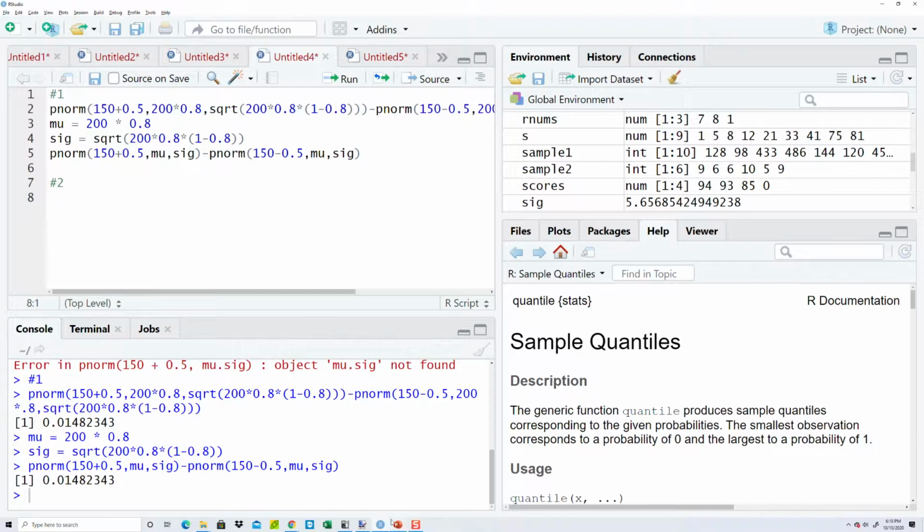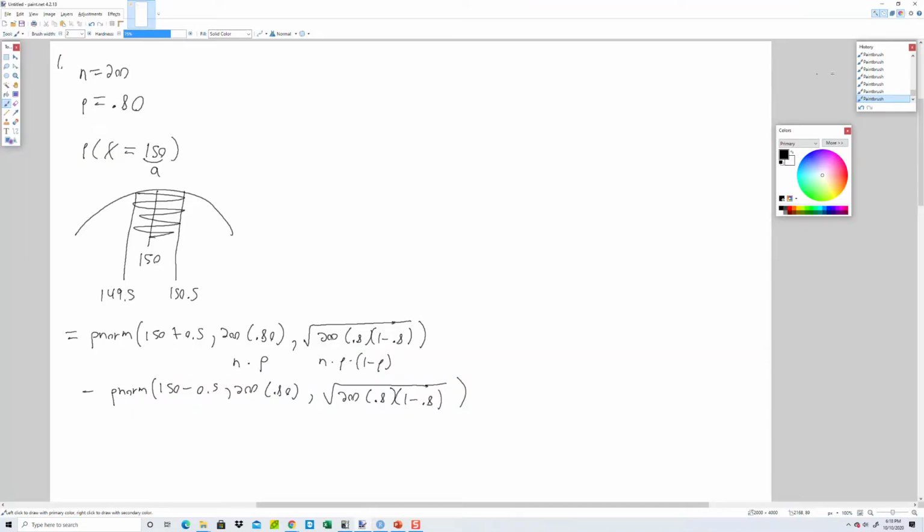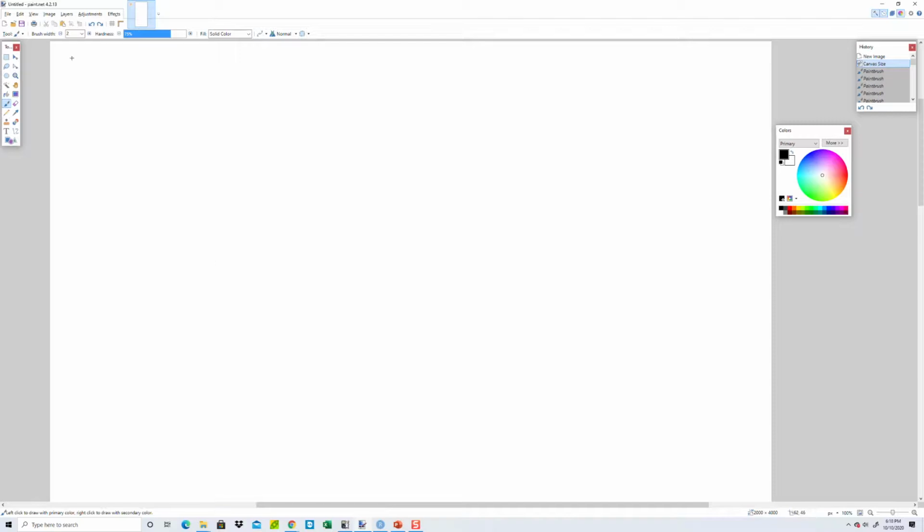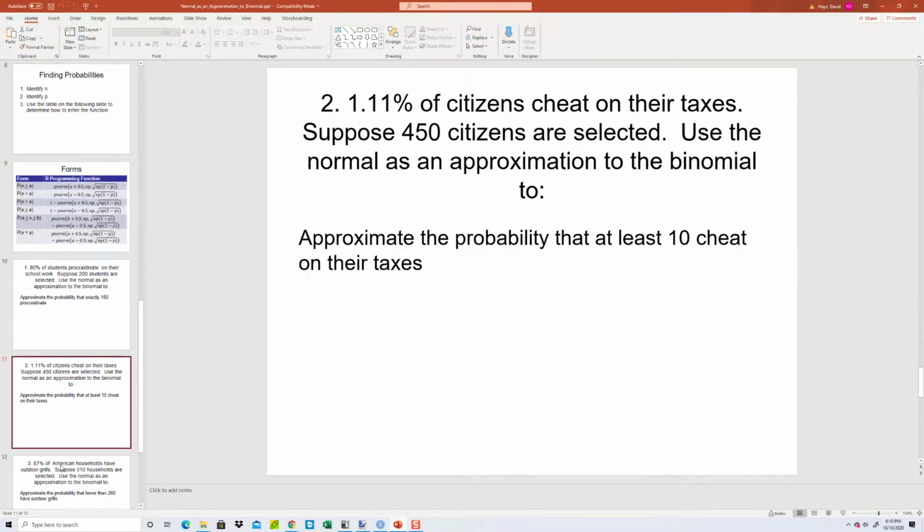Okay, number 2. Let me clear this off. Okay, 1.11% of citizens cheat on their taxes. Suppose 450 citizens are selected. Use a normal approximation of binomial to approximate that at least 10 cheat on their taxes.